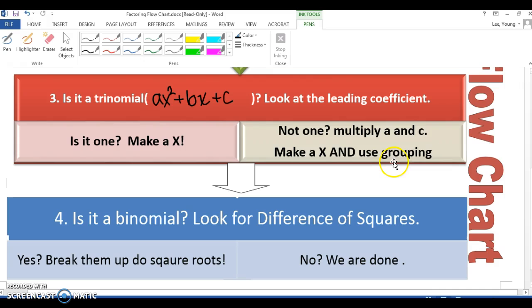Does this sound familiar to you? Grouping sound familiar to you? Does the x sound familiar to you? So we're going to use that information today to factor a trinomial. Okay? So let's take a look at this. Let's go back to the note packet.